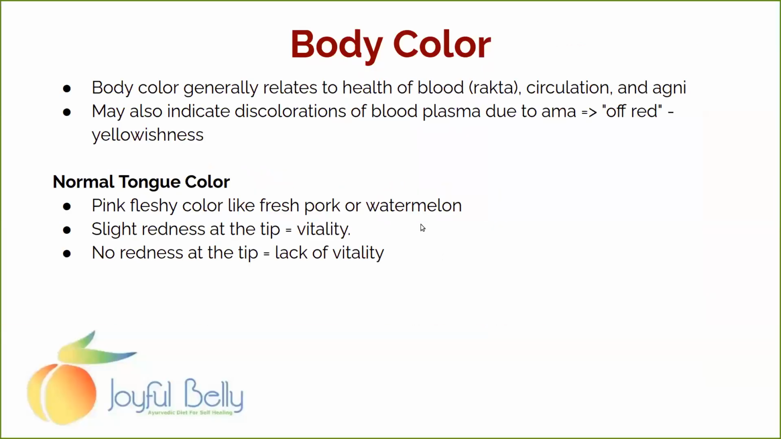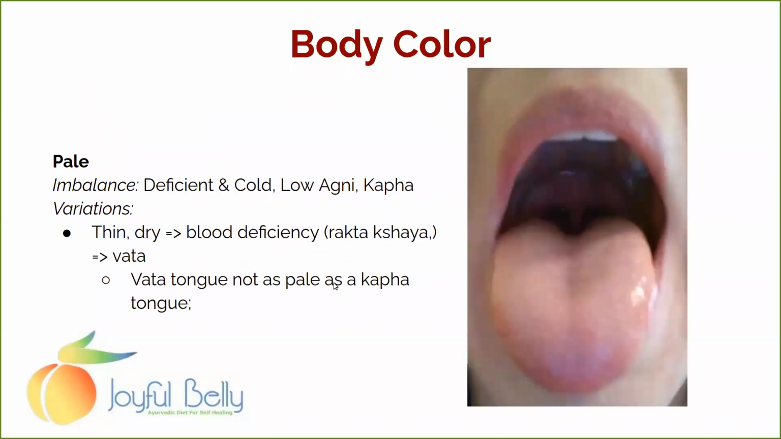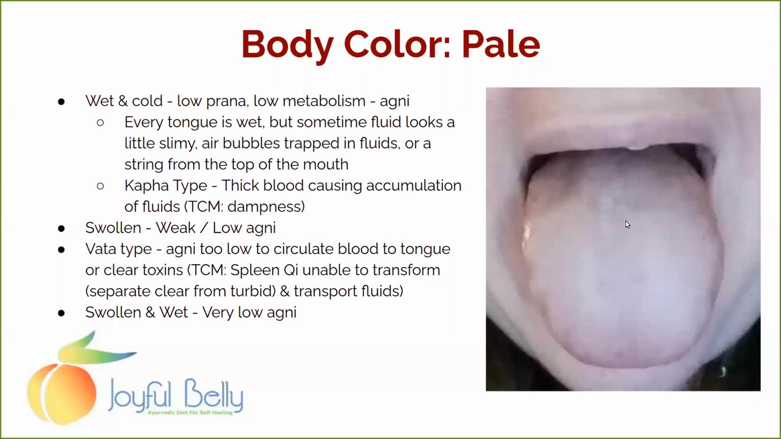All right, tongue body color. As I said before, the normal color of the tongue body should be a pink fleshy color like fresh pork or watermelon with slight redness at the tip. All right, and we talked about pale tongue means blood deficiency. And here's another very pale, swollen, wet, cold tongue. No color here at all.